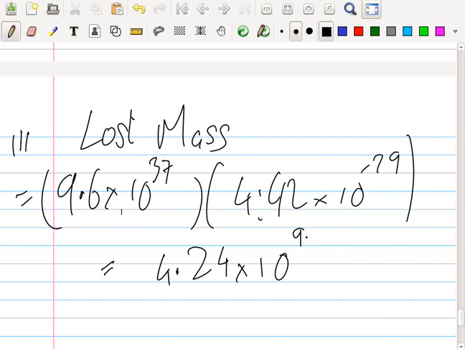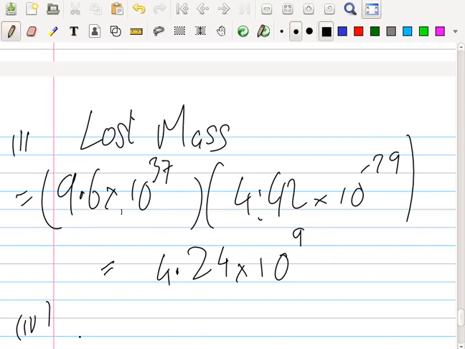Unless they used grams earlier. Sorry, let me check. No, that's joules. That's kilograms. Yeah. Don't know. Don't know. All right.